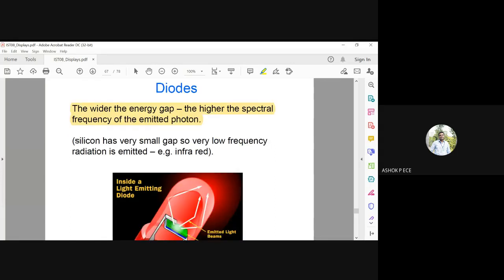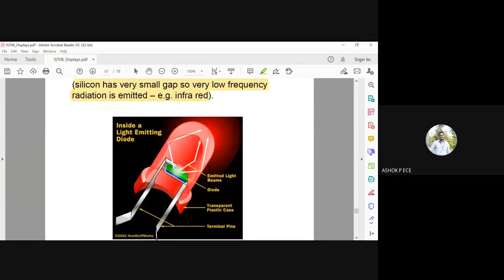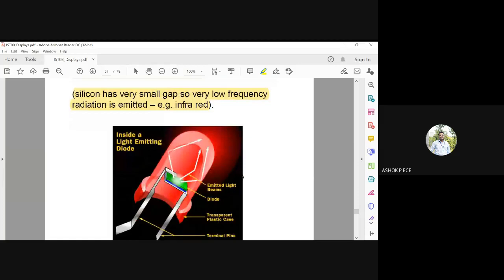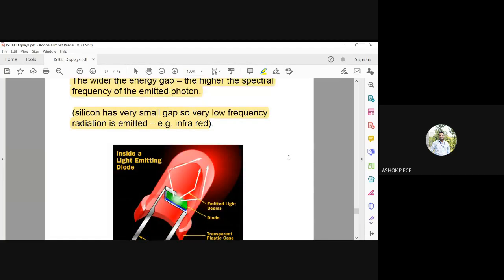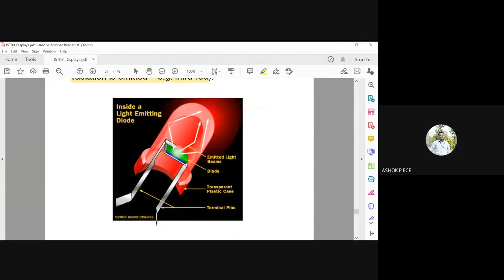So very low frequencies are emitted, which fall in the infrared range. So with silicon-made LEDs, you cannot expect them to emit light in the visible spectrum. They will be emitting light only in the infrared spectrum. So what is there inside an LED bulb?